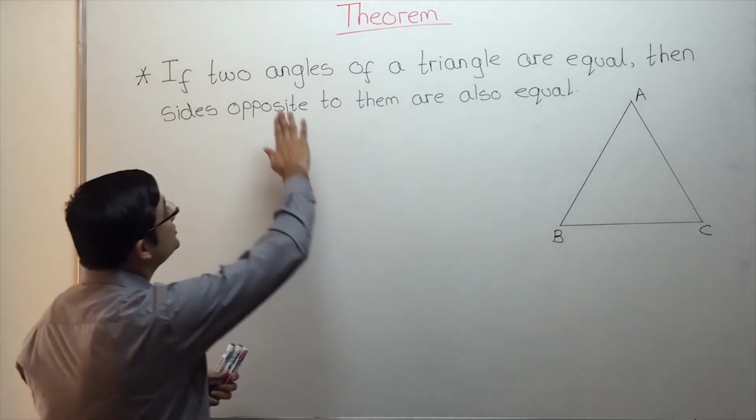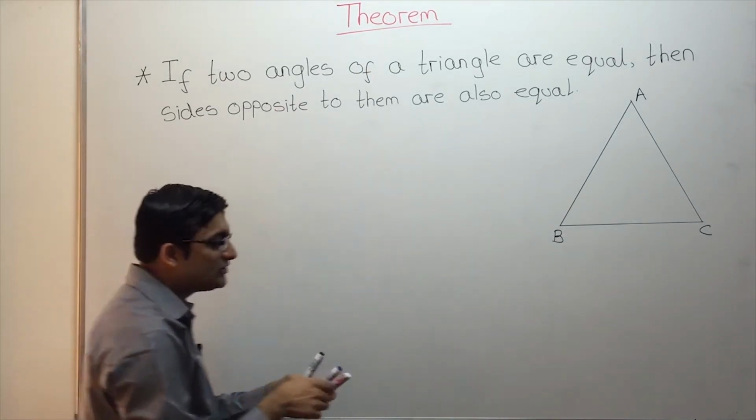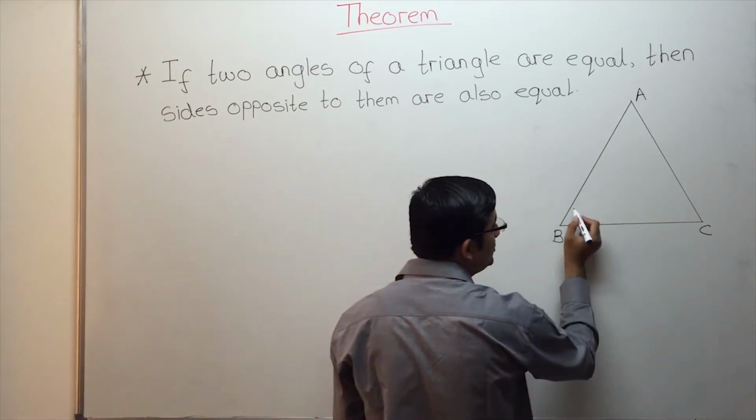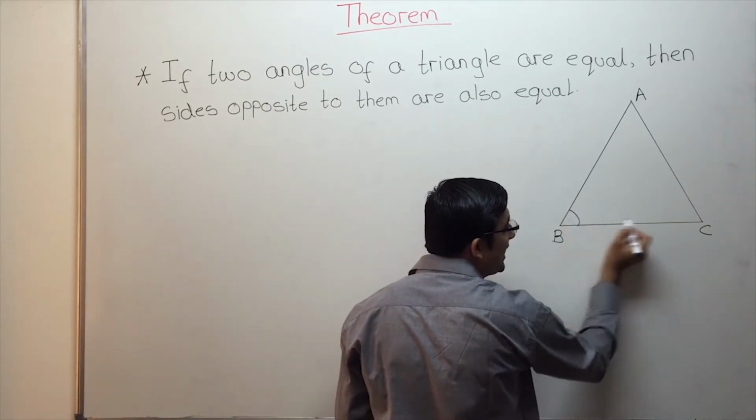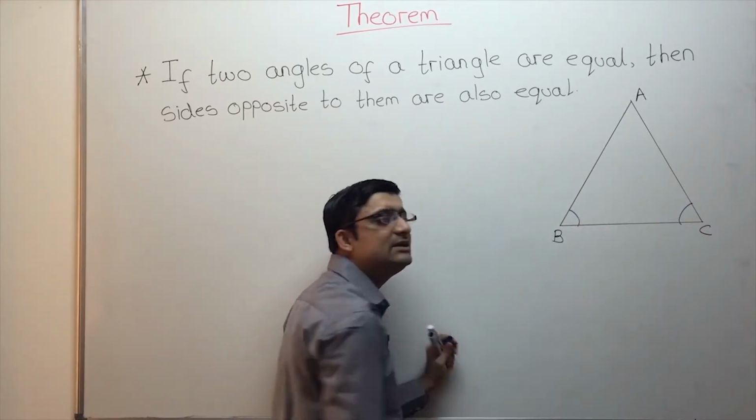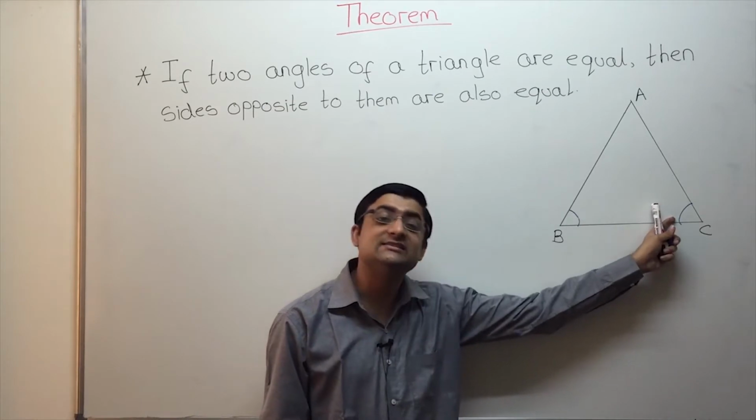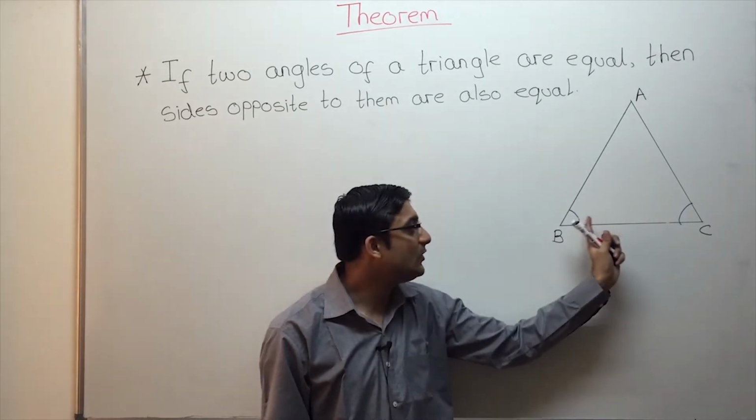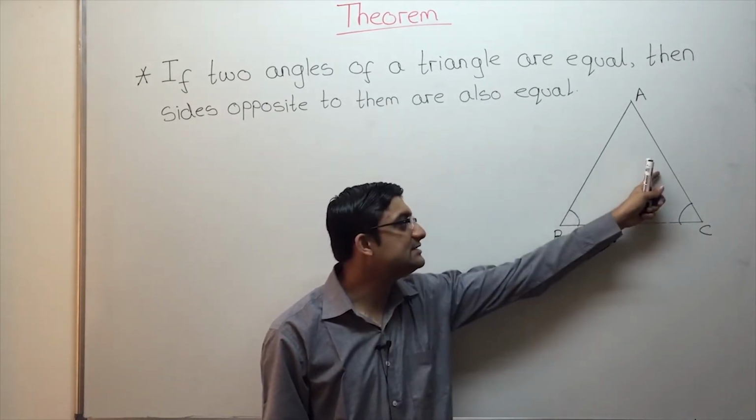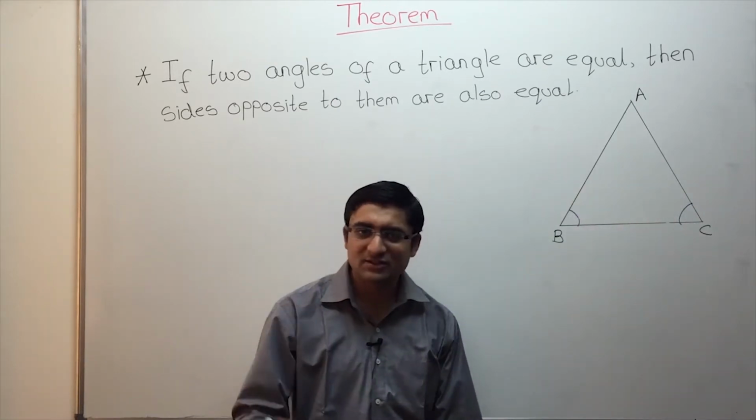So let's begin. If two angles of a triangle are equal, then sides opposite to them are also equal. So let's say two angles are equal, choose any two angles. Let's say I choose angle B and angle C. So now what are we given? We're given that angle B is equal to angle C. So whenever in a triangle you have two equal angles, then the sides opposite to them are also equal. What is the side opposite to angle B? AC. What is the side opposite to angle C? AB. So AB is equal to AC.